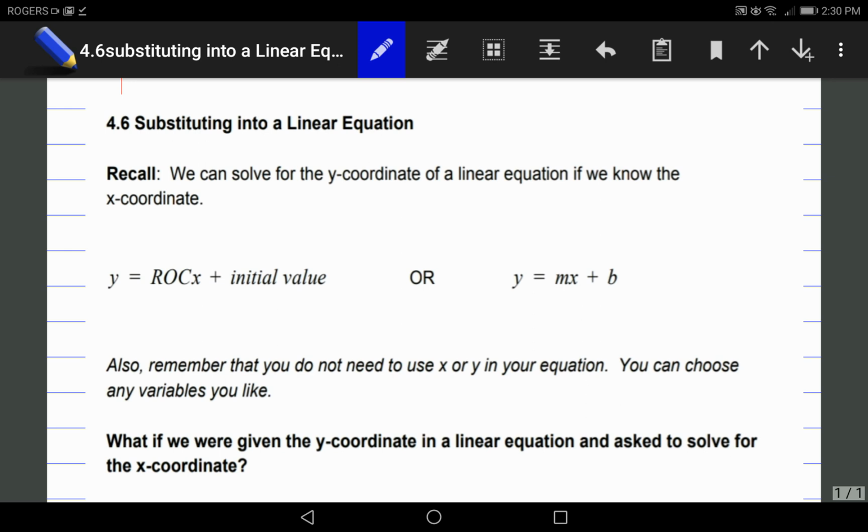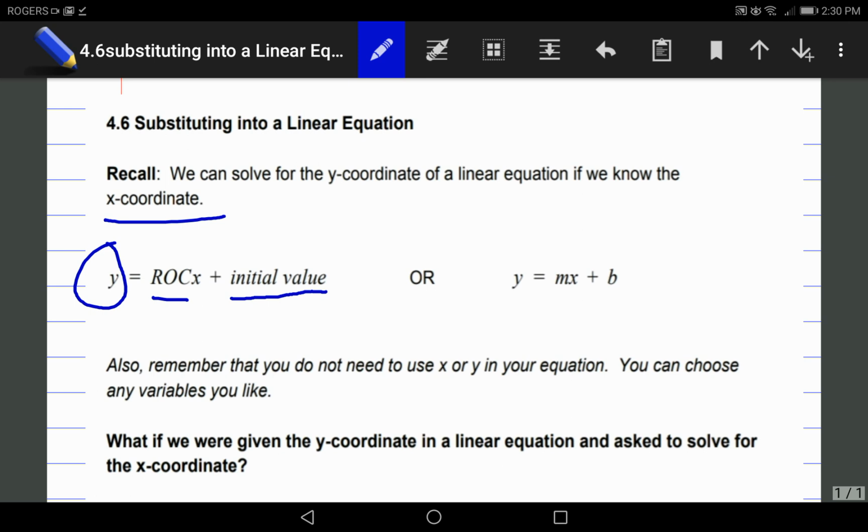Okay, so today, we are actually going to learn how to substitute values into our equation for x and y to solve for the other variable. And you'll see what I mean by that as this video goes on. So really quick, just to recall, we can solve for the y coordinate, right? We can solve for the y value in an equation if we know the x coordinate, right? Because we'll be given the rate of change and the initial value in our questions.